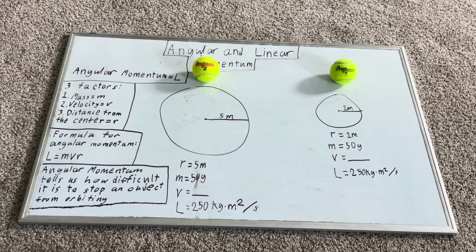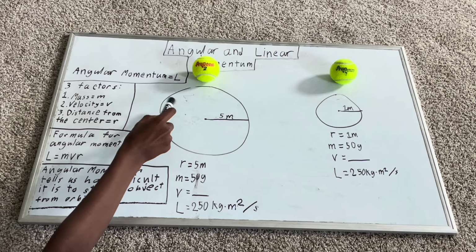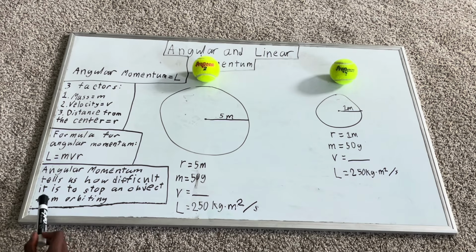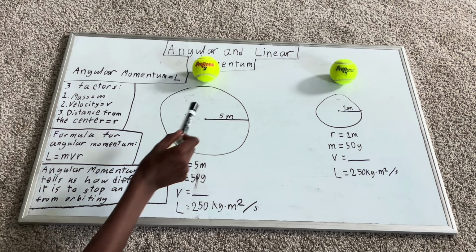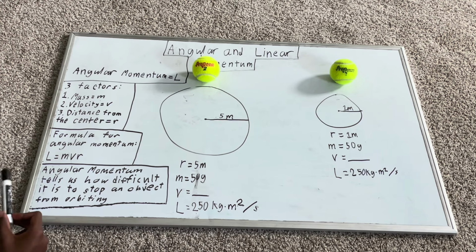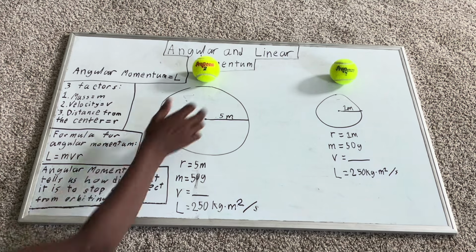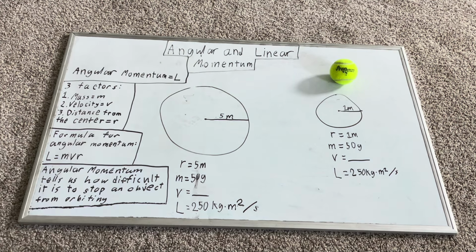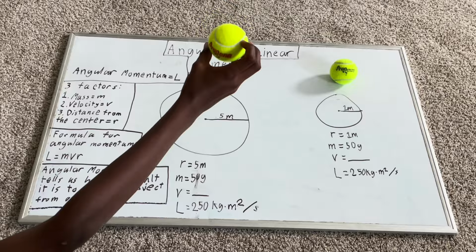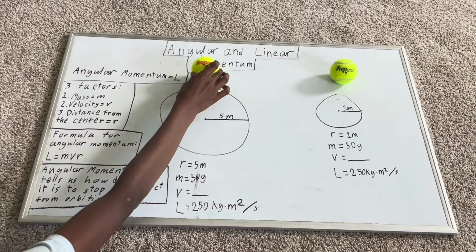Let's first start off by talking about what angular momentum is. Angular momentum can be represented by L, and it tells us how difficult it is to stop an object from orbiting around the center. Angular momentum has three factors, and the first one is mass. For example, this tennis ball has a mass of around 50 grams.